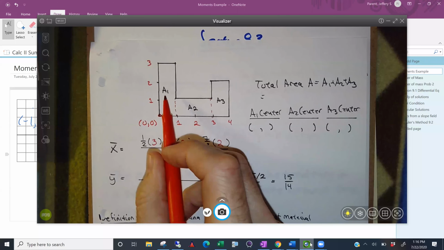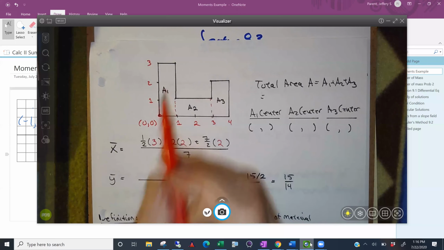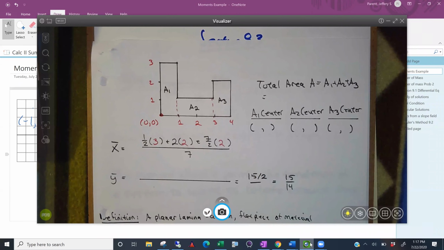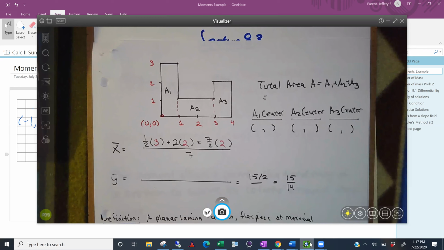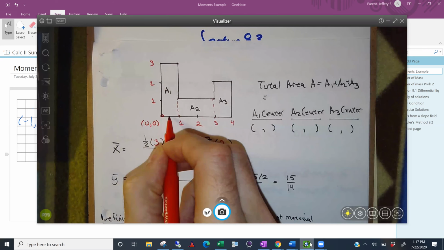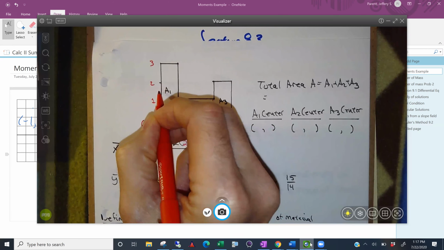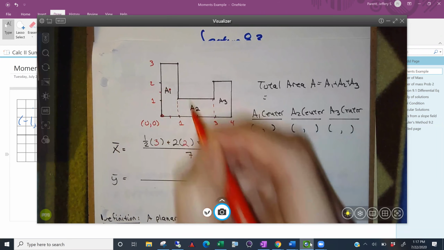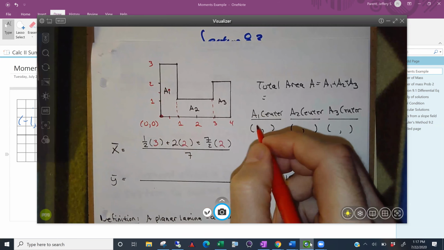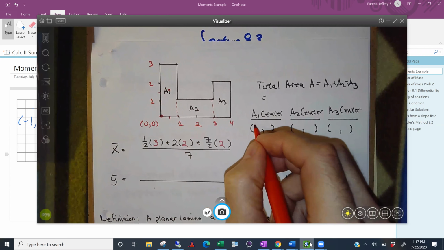So let's start by finding the coordinates of the center here for A sub 1. So for A sub 1, well, looks like it's going to be here and here. It looks like it's going to be at the point 1/2 and 3/2.